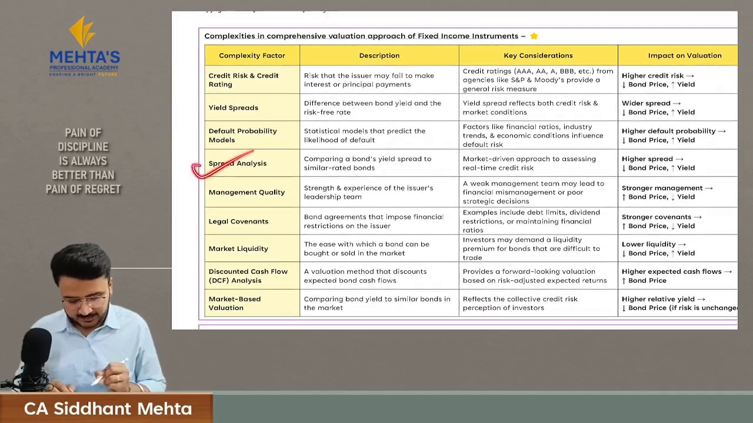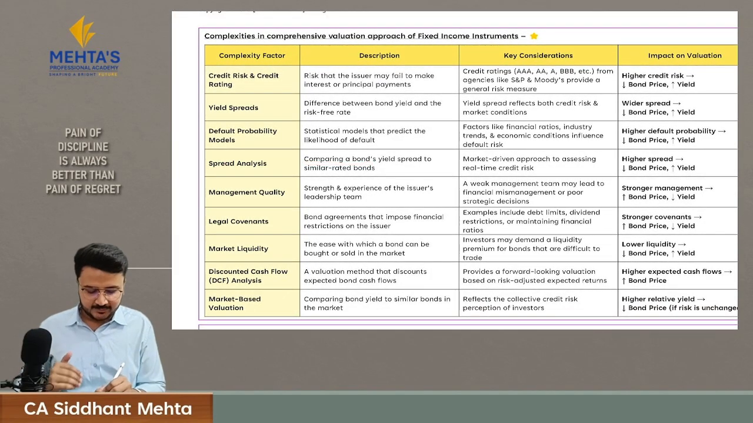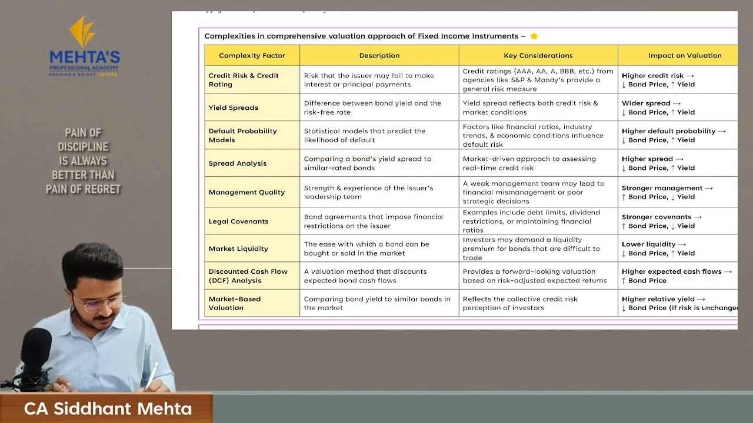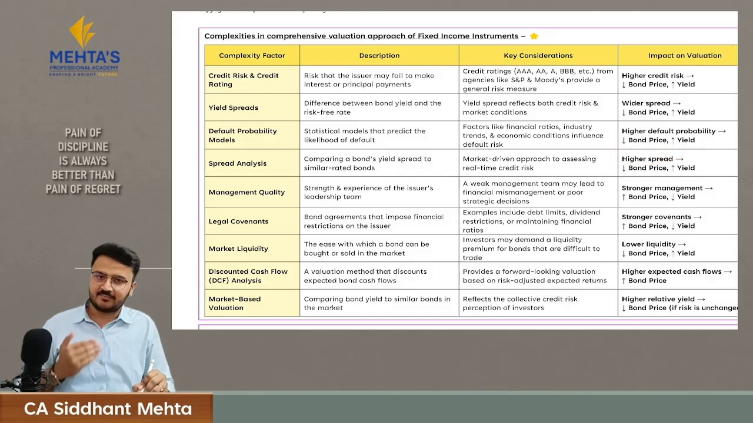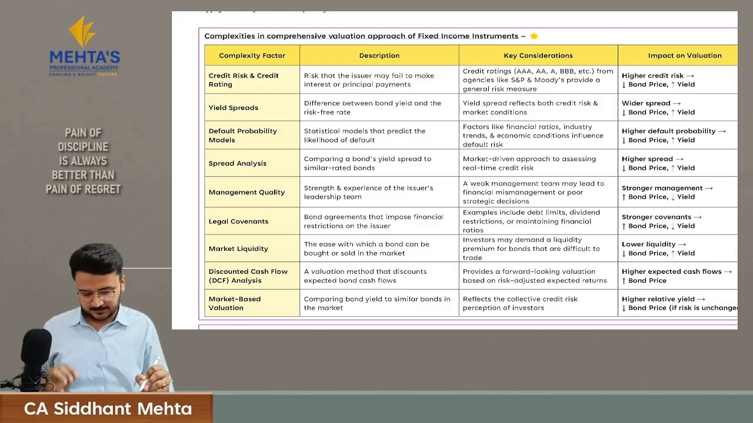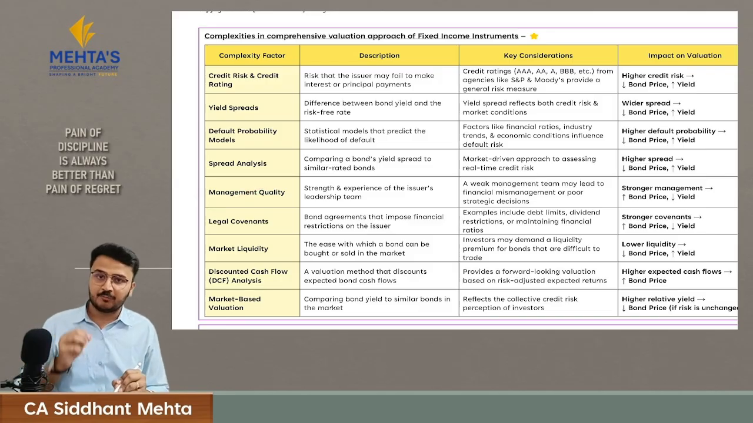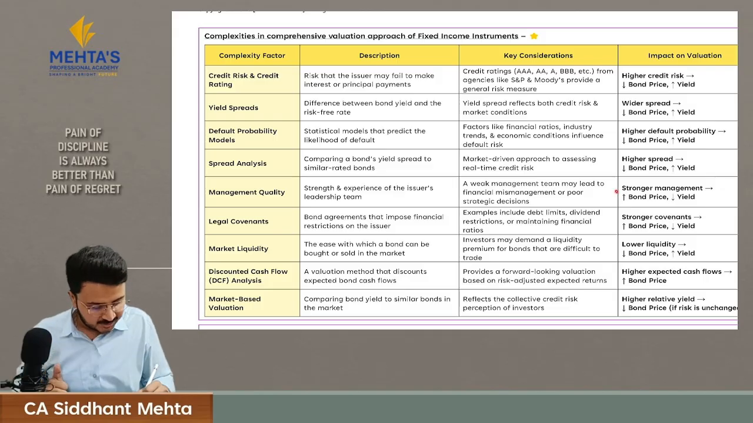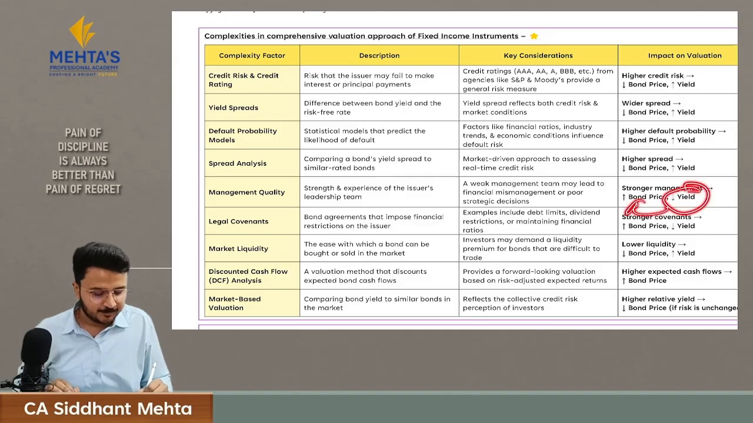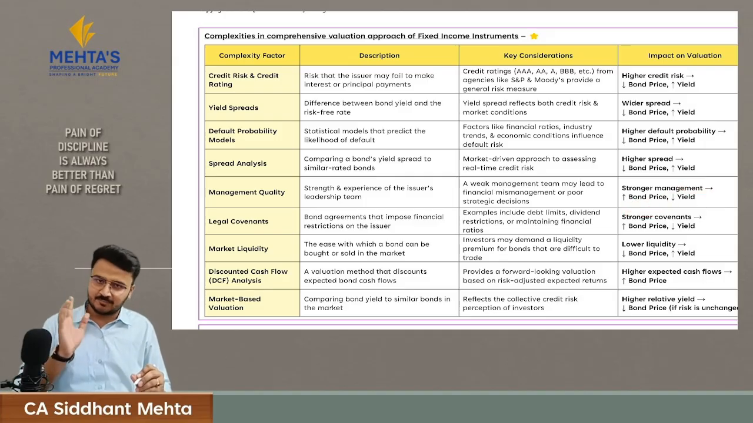Then there will be a spread analysis. Here you will compare the bond yield spread to similarly rated bonds of other companies. If there is a higher spread, it means higher risk, high return, but the bond price will be less. Then management quality. If you have good management persons with you, if your management is strong, then definitely this is a good sign, and there will be less risk in your bond. If there is less risk, then less return. So yield will be less, but price will be more, because they are inversely proportionate.